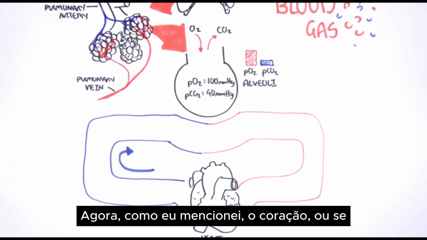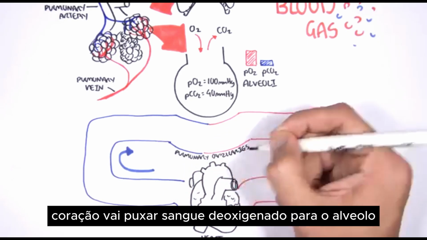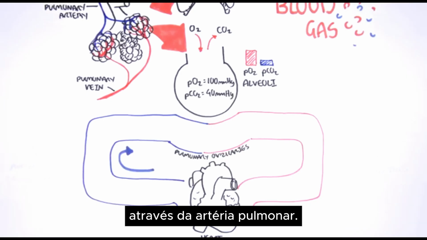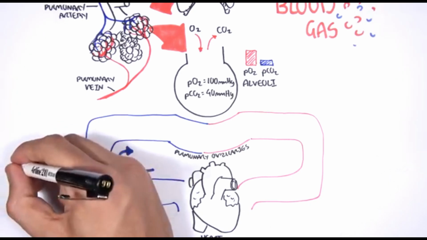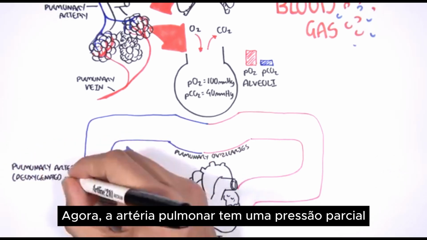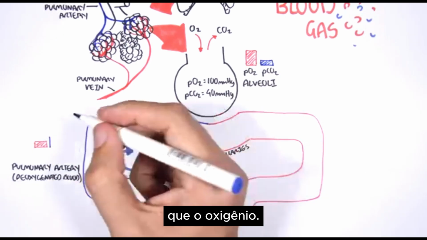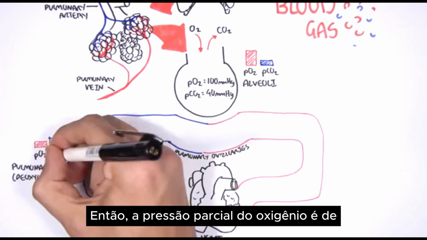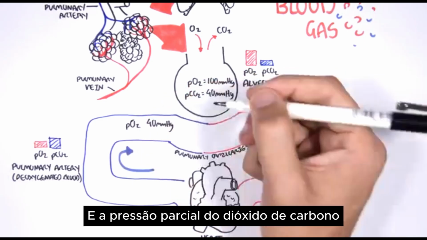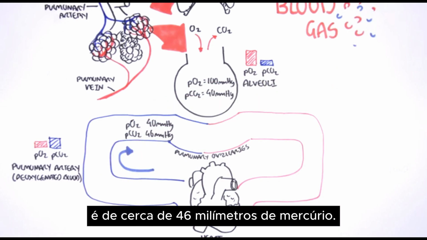Now, as I mentioned, or if I didn't mention, I'm mentioning it now, the heart will pump deoxygenated blood to the lungs through the pulmonary artery. Now, the pulmonary artery has a slightly higher partial pressure of carbon dioxide than oxygen. So the partial pressure of oxygen is actually about 40 millimeters mercury, and the partial pressure of carbon dioxide is about 46 millimeters mercury.